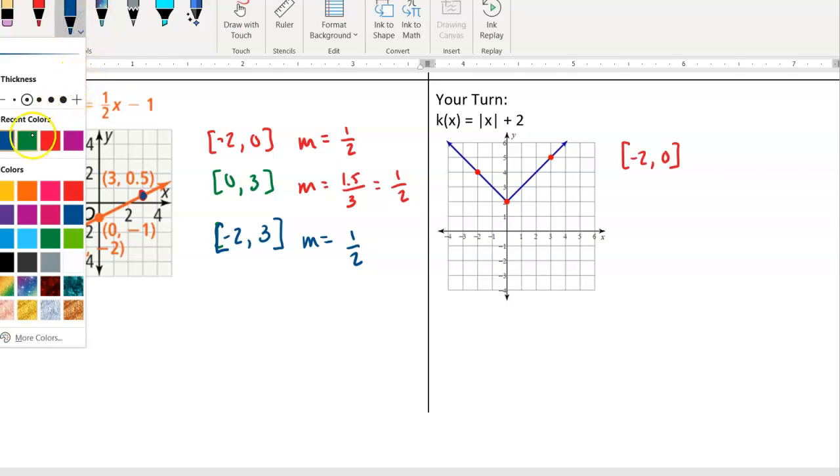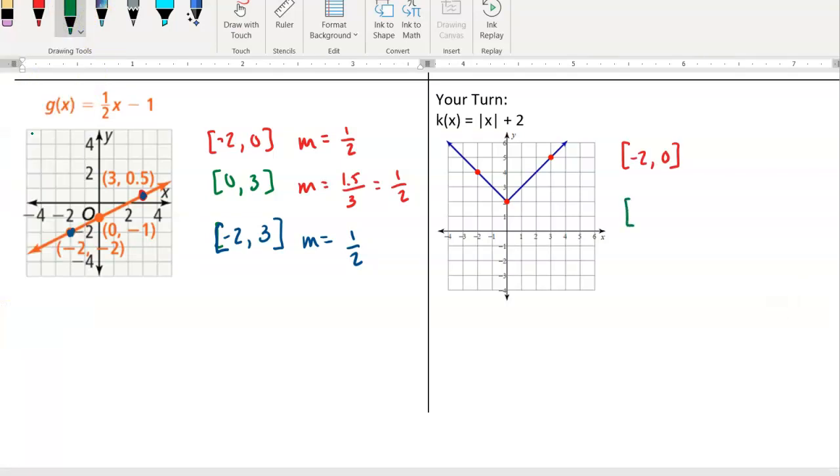So I want you to end the video by trying this on your own. So I want you to find all three slopes within these intervals. So pause the video after you get done writing down these intervals. I want you to find those slopes now and pause the video and hit play when you're ready to check to see if you've done them correctly.